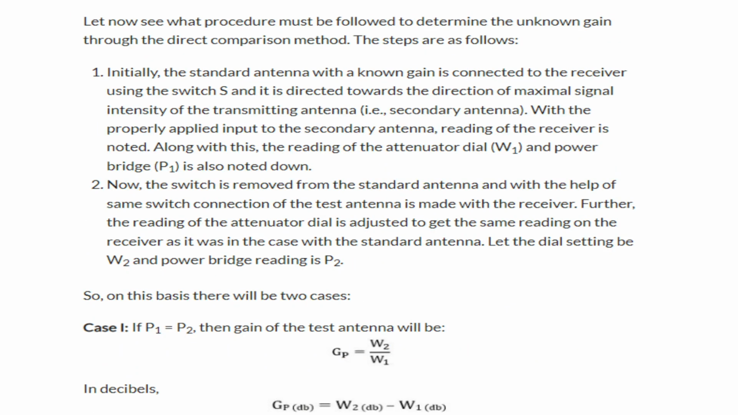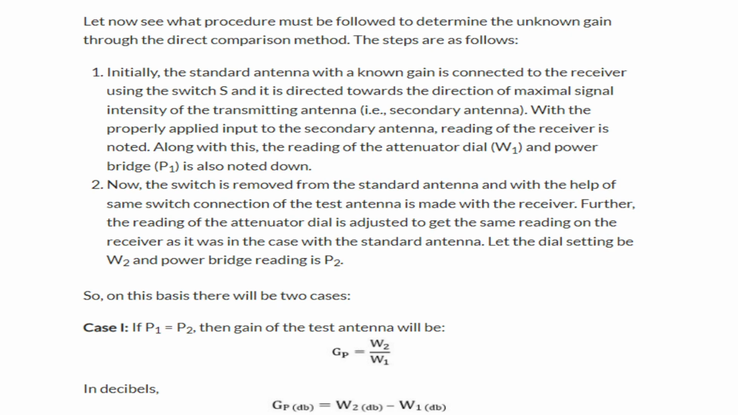Let us see what procedure must be followed to determine the unknown gain through the direct comparison method. These steps are explained below. Initially, the standard antenna with a known gain is connected to the receiver using the switch S, and it is directed towards the direction of maximal signal intensity of the transmitting antenna. With a properly applied input to the secondary antenna, the reading of the receiver is noted. Along with this, the reading of the attenuator dial W1 and the power bridge P1 is also noted down.